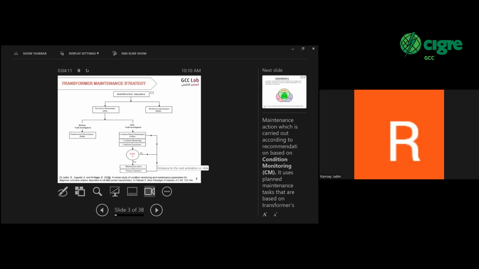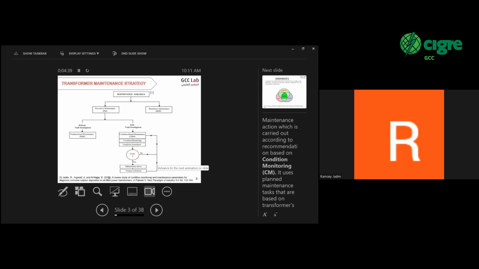I will talk first about the maintenance strategies which are used normally, but also I will talk about the new strategy for maintenance. Usually, there is preventive maintenance and there is breakdown maintenance. Breakdown maintenance, usually they do it after failures.